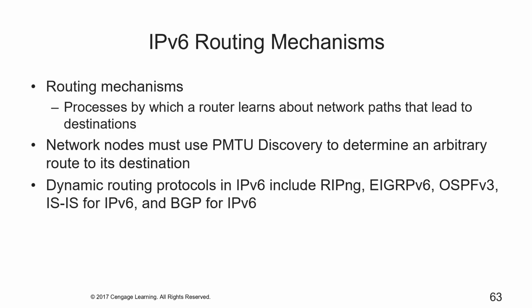In terms of routing mechanisms in IPv6, routing mechanisms are processes by which a router learns about network paths that lead to destinations. Network nodes have to use PMTU discovery to determine an arbitrary route to the destination. Some of the dynamic routing protocols in IPv6 are RIPng, EIGRPv6, OSPFv3, IS-IS for IPv6, and BGP for IPv6.